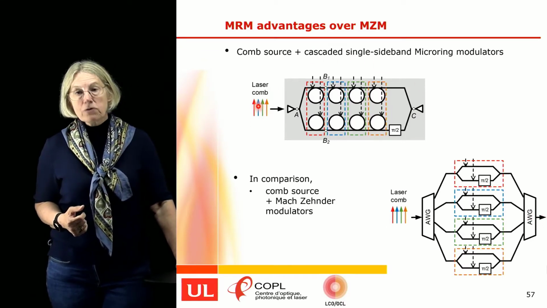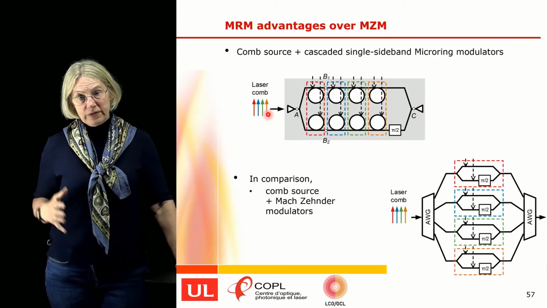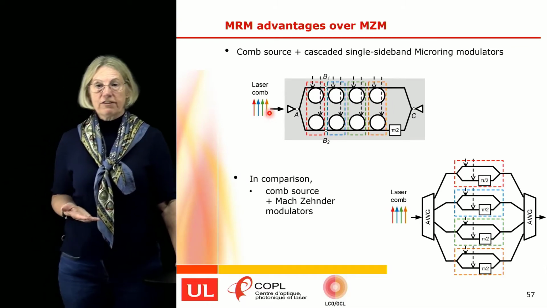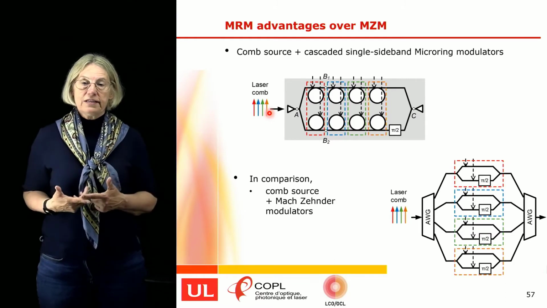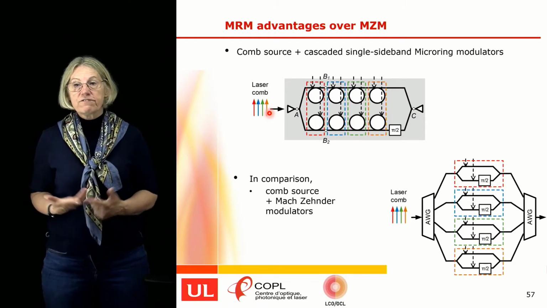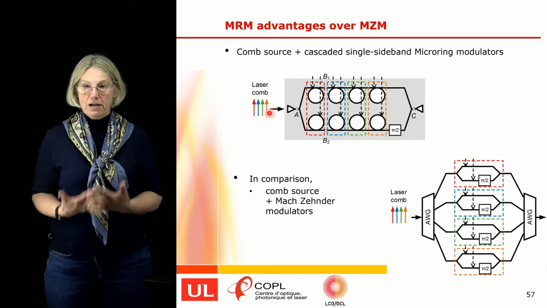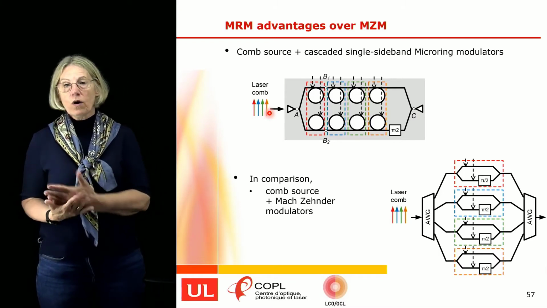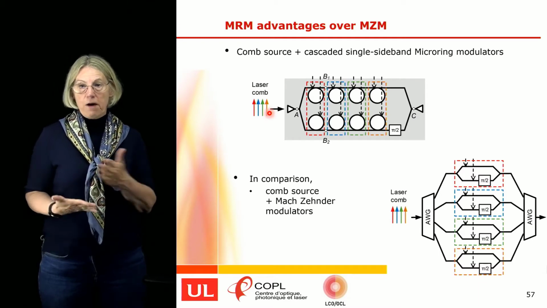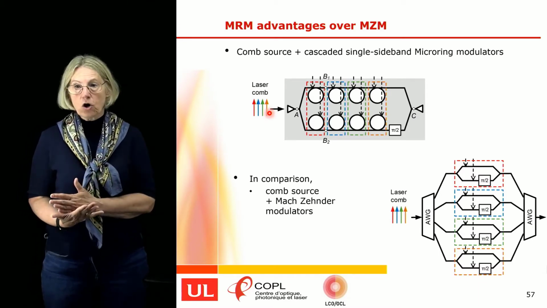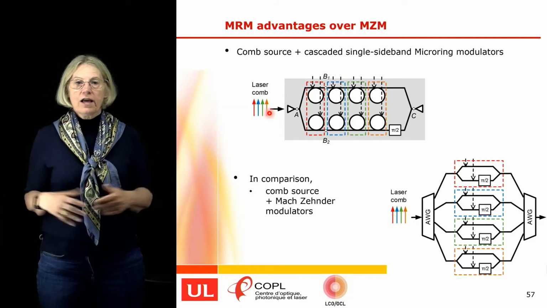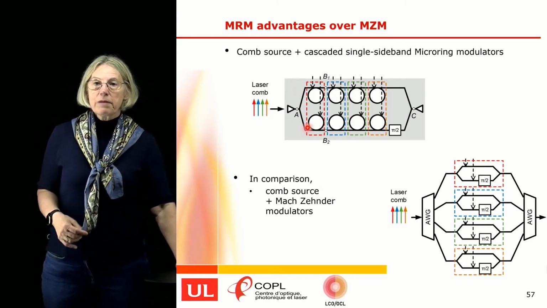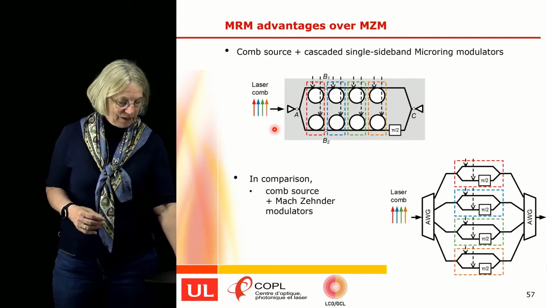Now let's look at the proposed architecture. In this case, we take that laser comb source and we do not have to demultiplex the wavelengths. Instead, we exploit the wavelength selective feature of the microring modulator in order to tune each one of the modulators to one of those comb lines. And so the modulator will act only on one comb line and leave the other ones untouched. And in that way, we can easily scale by just adding microring modulators.